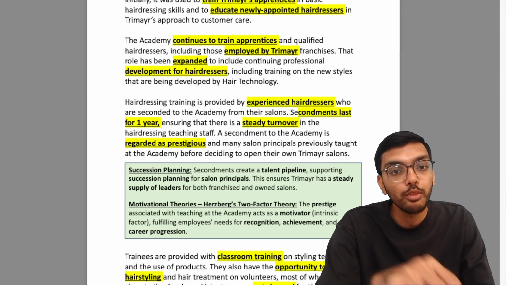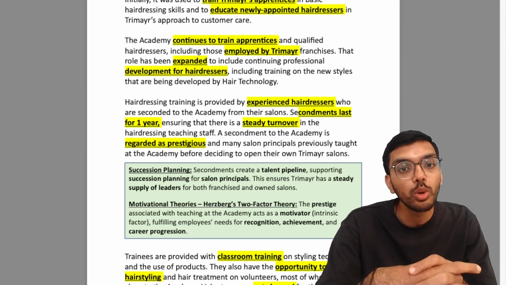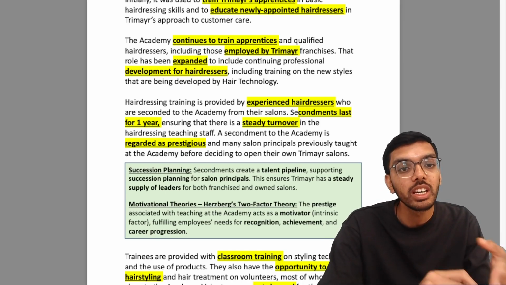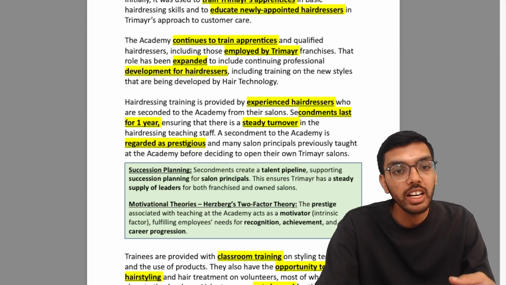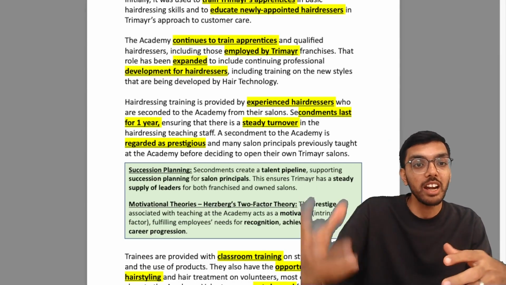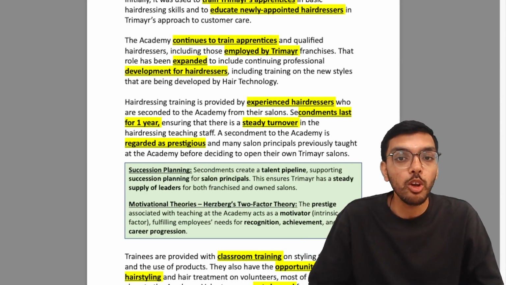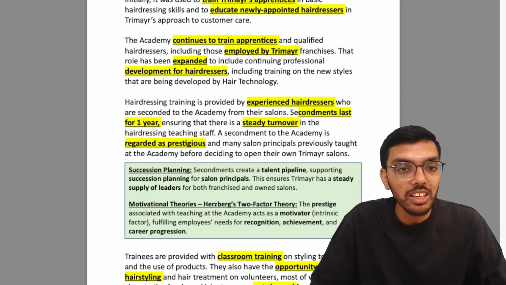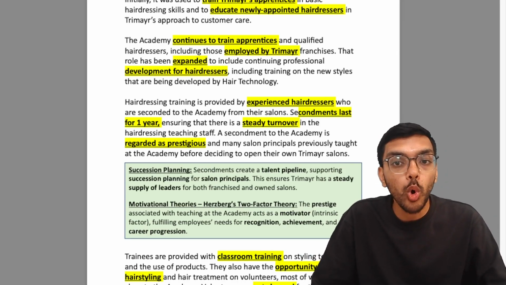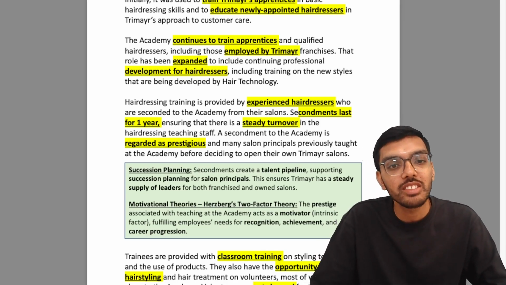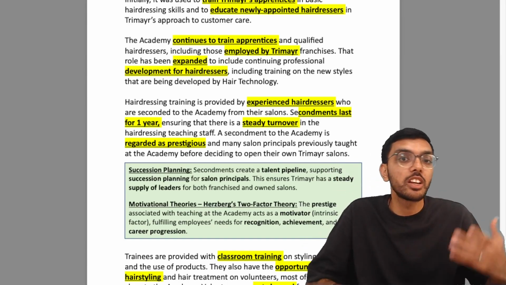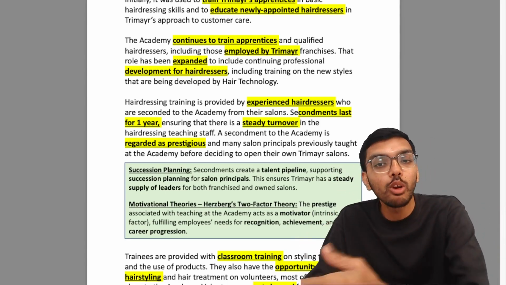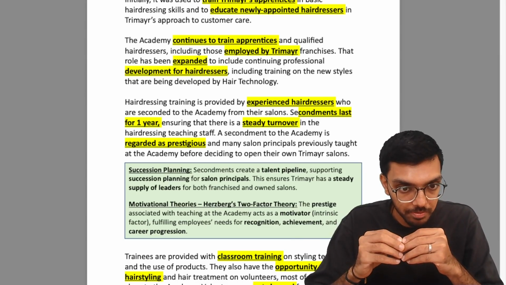These secondments last for 1 year, ensuring that there is steady turnover in the hairdressing teaching staff. A secondment to the academy is regarded as prestigious. So our academy is prestigious, and many salon principals previously taught at the academy before deciding to open their own Trimayr franchise salons. So people will learn over here, and it's considered prestigious, and then they will open up their own salons.